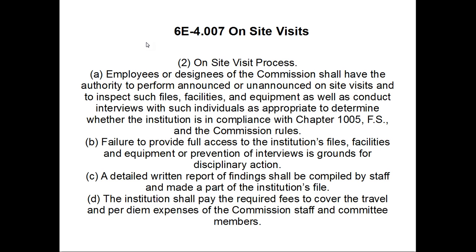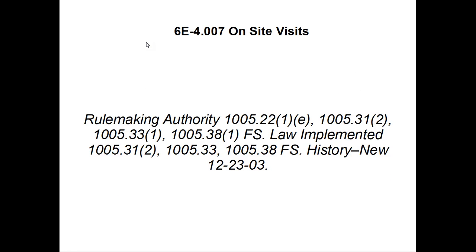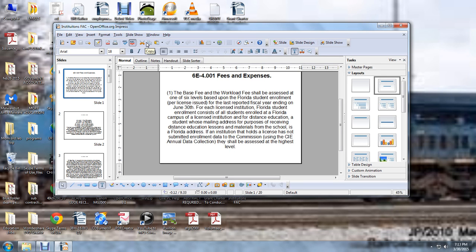The institution shall pay the required fees to cover the travel and per diem expenses of Commission staff and committee members. Rulemaking authority: 1005.22(1)(e), 1005.31(2), 1005.33(1), 1005.38(1). Law implemented: 1005.31(2), 1005.33, 1005.38. Florida State history: new December 23rd, 2003. That covers on-site visits, and I believe that does it for that.